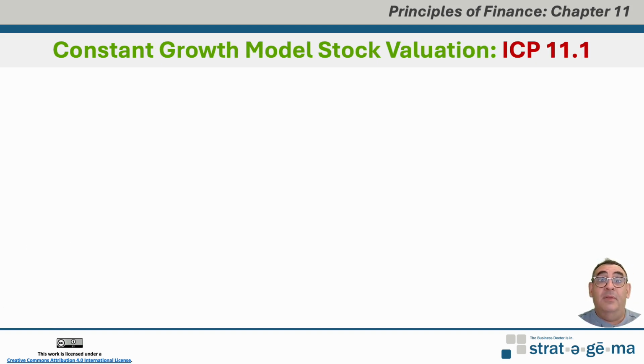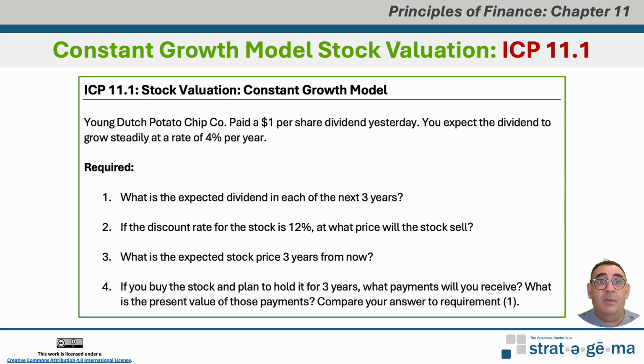So let's look at a couple of in-class problems now. ICP 11.1. Young Dutch Potato Chip Company paid a $1 per share dividend yesterday, and you expect that dividend to grow steadily at a rate of 4% per year.